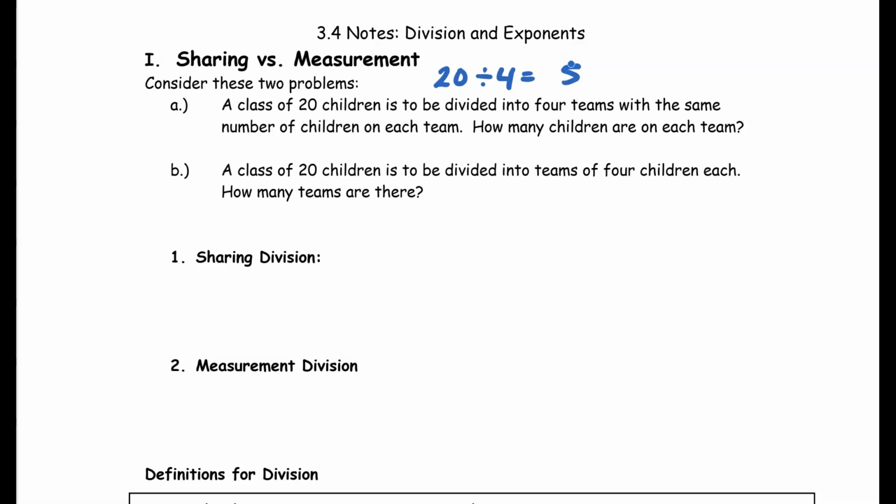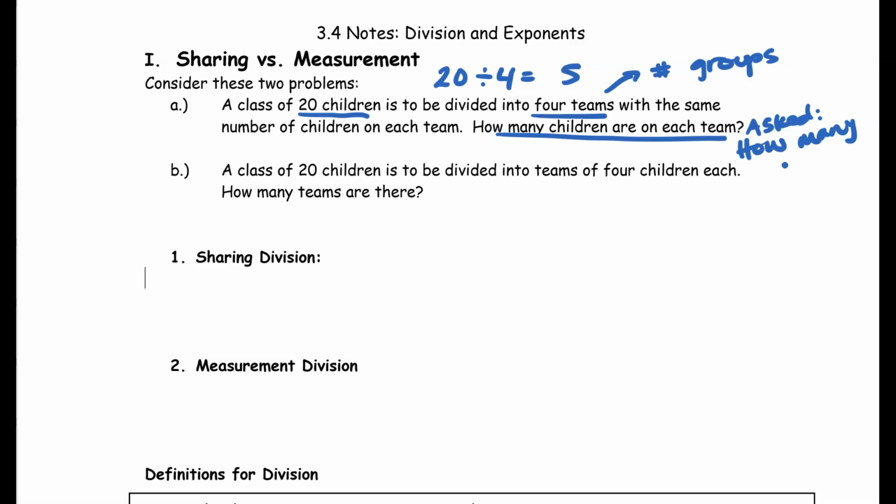So part A, a class of 20 children is to be divided into 4 teams with the same number of children on each team. How many children are there on each team? So we're given a total here and we're given the groups. So we're given the number of groups and we're being asked how many in each group.